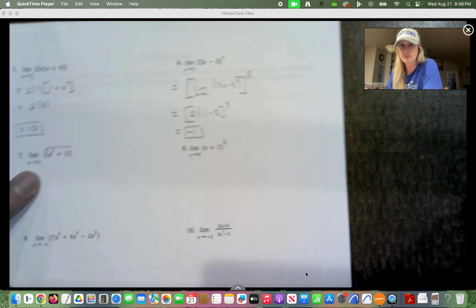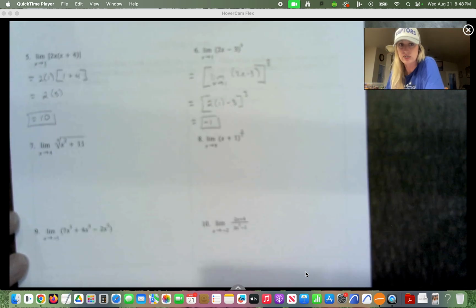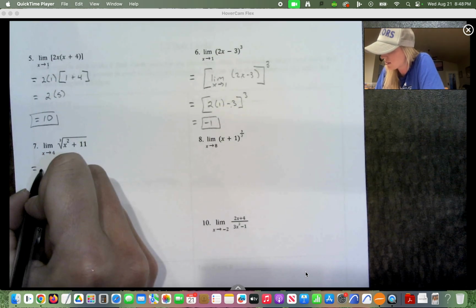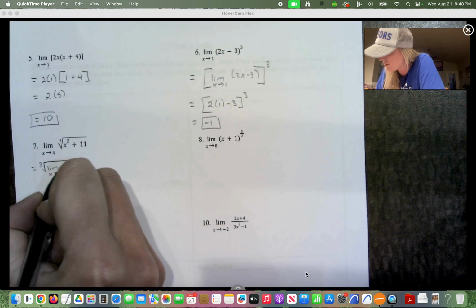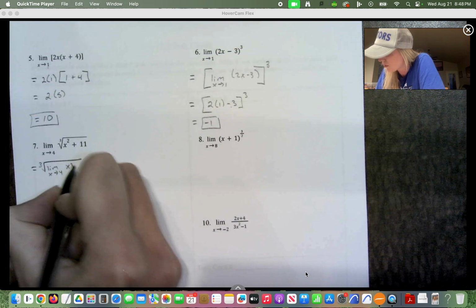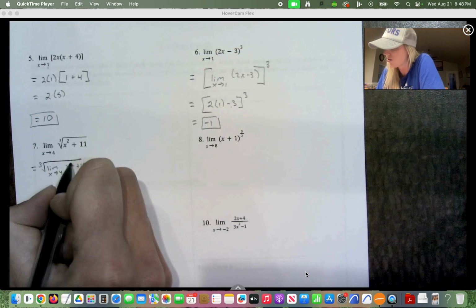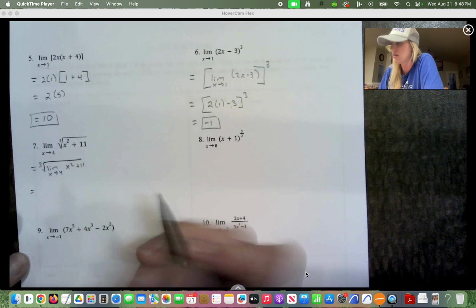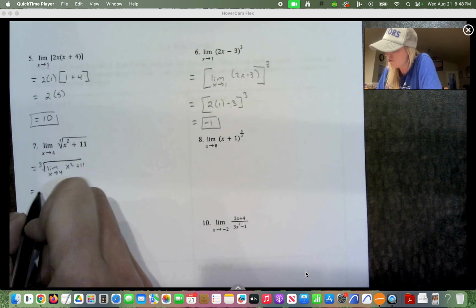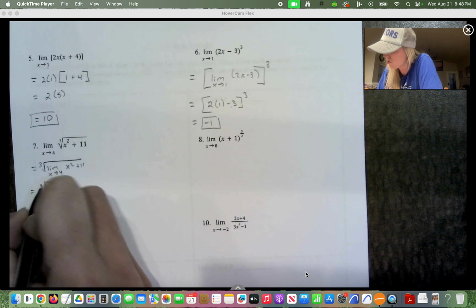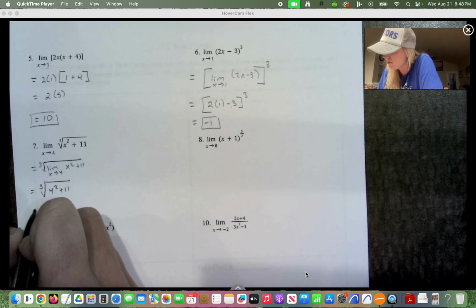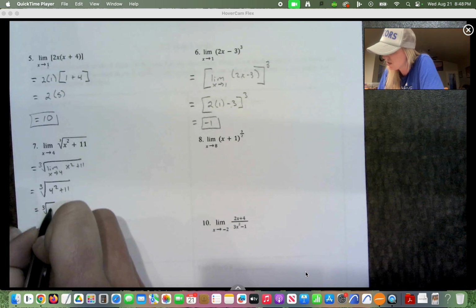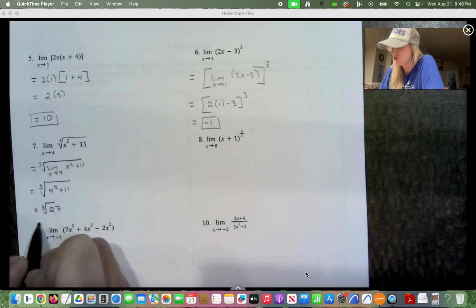The root is the same idea as we did here. This is the same as the cube root of the entire limit, so the limit as x approaches 4 of x squared plus 11. I can evaluate this first and then take the cube root. Again, I'm substituting in my c value of 4. So I'm finding the cube root of 4 squared plus 11, which is the cube root of 27, which is 3.